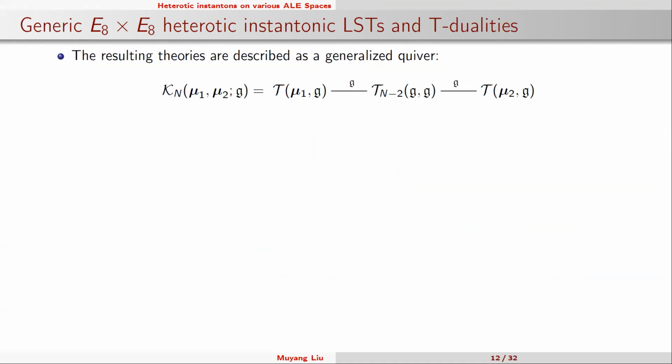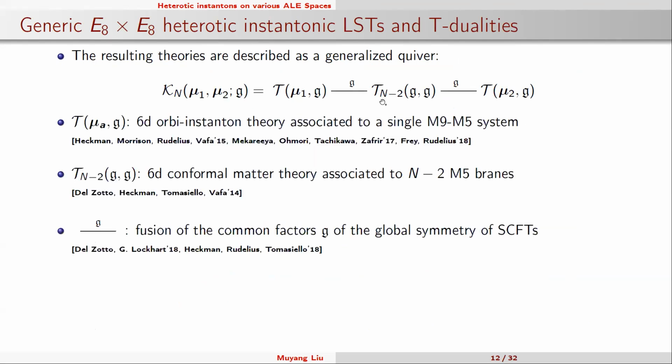So this will render the generic 6D string theory quiver composed of 3 components. There are 3 components that can be described by SCFTs. The first part is nothing but the 6D orbi-instanton series associated to a single M9 and fibrines. And in the middle, you have the 6D conformal matter series associated to the N-2 fibrines. And then you just fuse the common factors of the global symmetries of the 3 SCFT components to cook up the equivalent Lagrangian series.